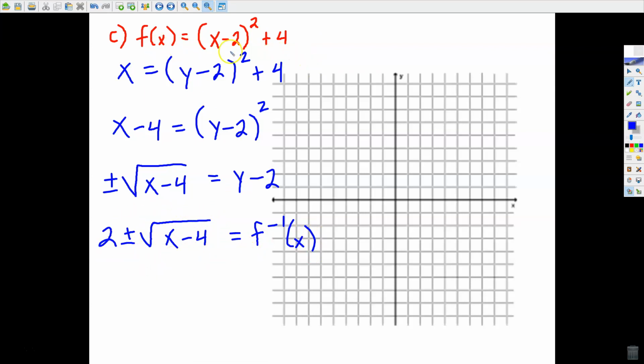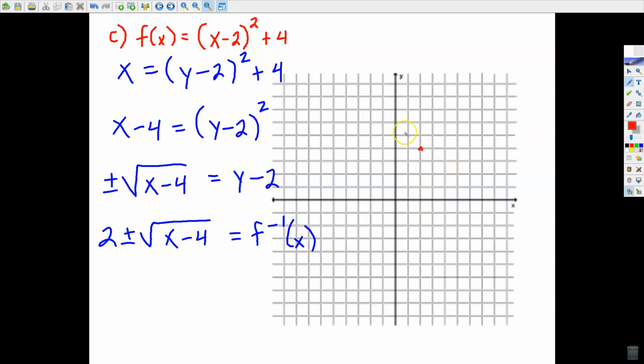Okay, now let's graph the original. Since it's in red, we'll let the graph of that be in red. This is nice because it's in vertex form, so we can see the vertex of this parabola. What is it? 2, 4. Okay, so I'm going to start at 2, 4, the vertex.